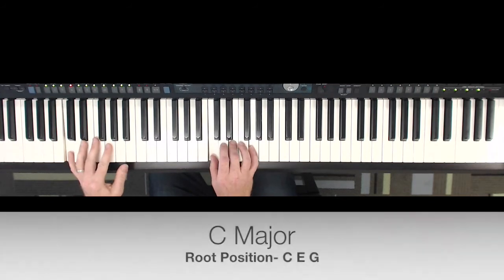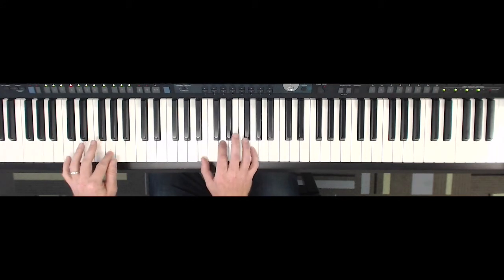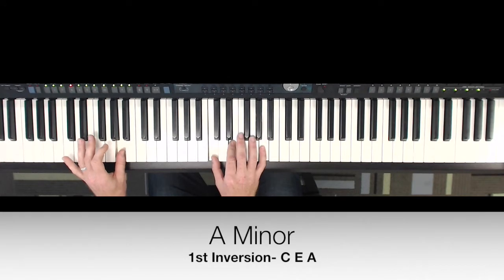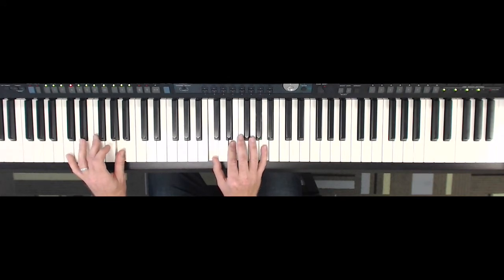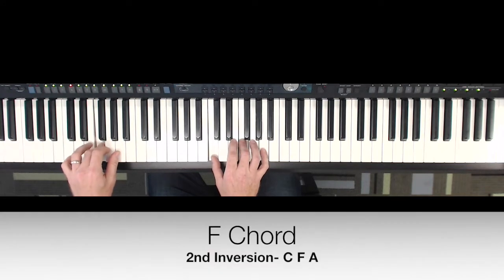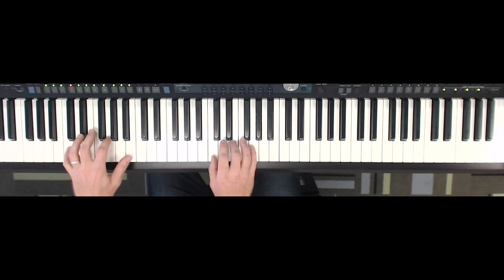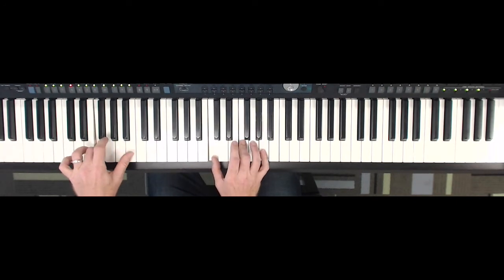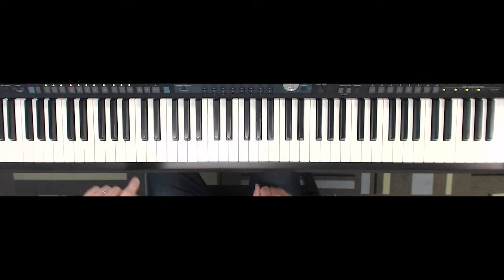So we have the C major chord, which is the 1 in root position. We have the 5, which is G major triad in first inversion. Then we have the 6th chord, A minor triad, in first inversion. And then we have our F chord, which is the 4 chord, in second inversion. So that's the format we're working in, and we'll play all of our styles today using that as a foundation.